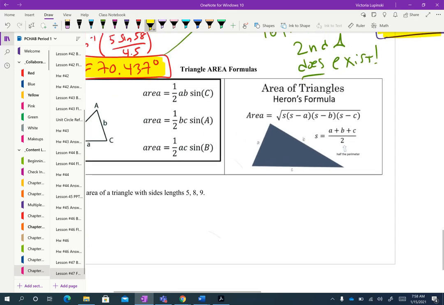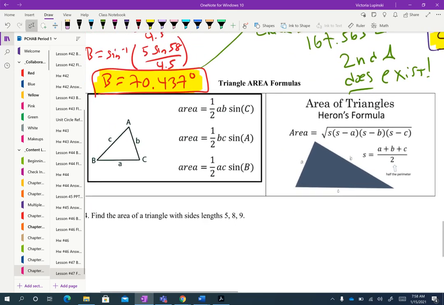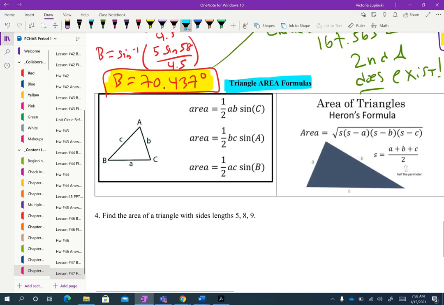Now that we've reviewed all the different ways to solve for the missing sides and missing angles, just a brief reminder of triangle area formulas. We already did the formula on the left. Remember, given any two consecutive sides and the angle between them, you can find the area by doing 1/2 the product of those two sides times the sine of the angle between them.